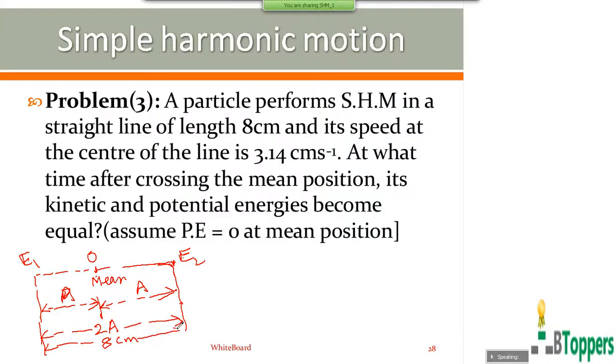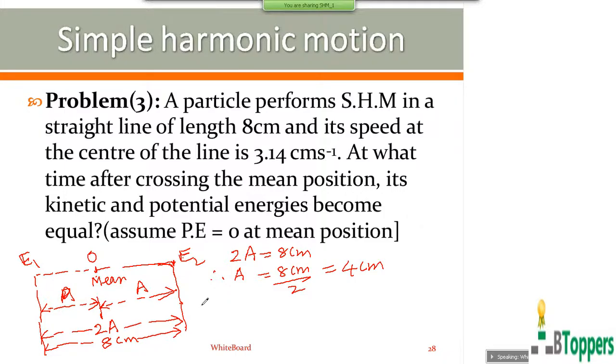So given that the particle performs simple harmonic motion in a straight line of length 8 centimeters. So the length of the line in which the particle performs SHM is equal to 2 times the magnitude of the displacement amplitude, which can be written as equal to 8 centimeters in the problem. Therefore, the amplitude of oscillation is equal to 8 centimeters by 2, or the magnitude of the displacement amplitude is 4 centimeters.